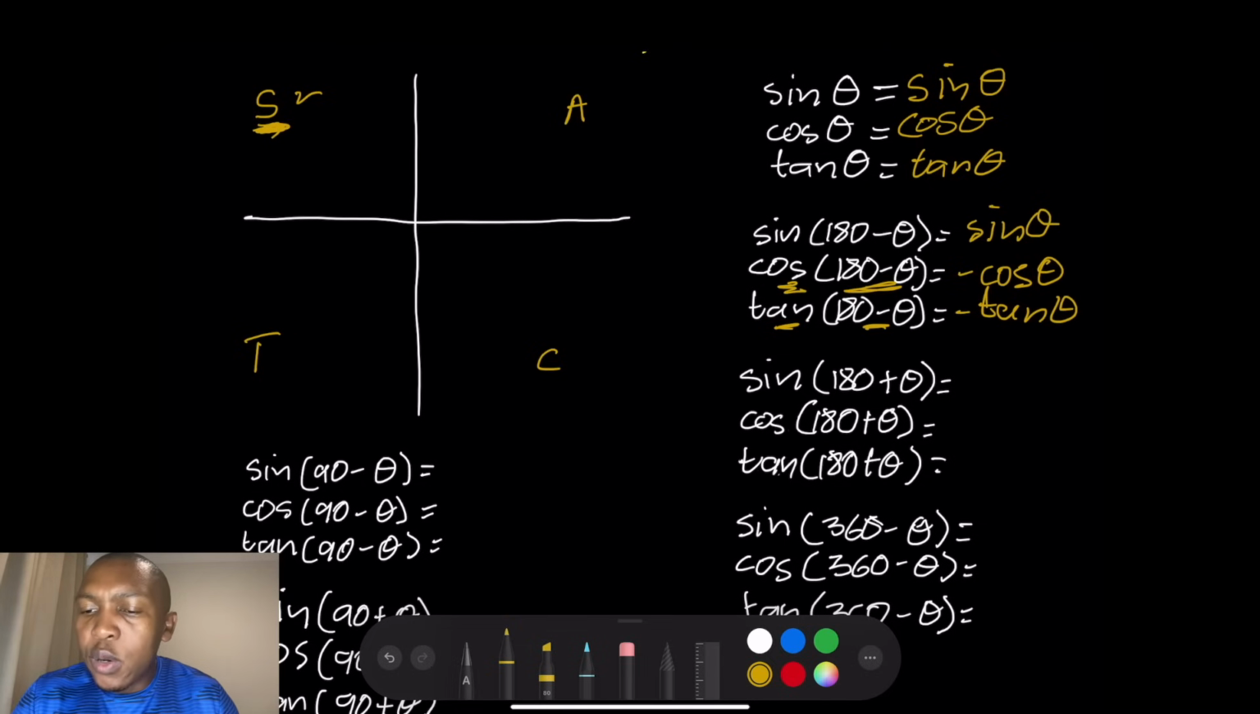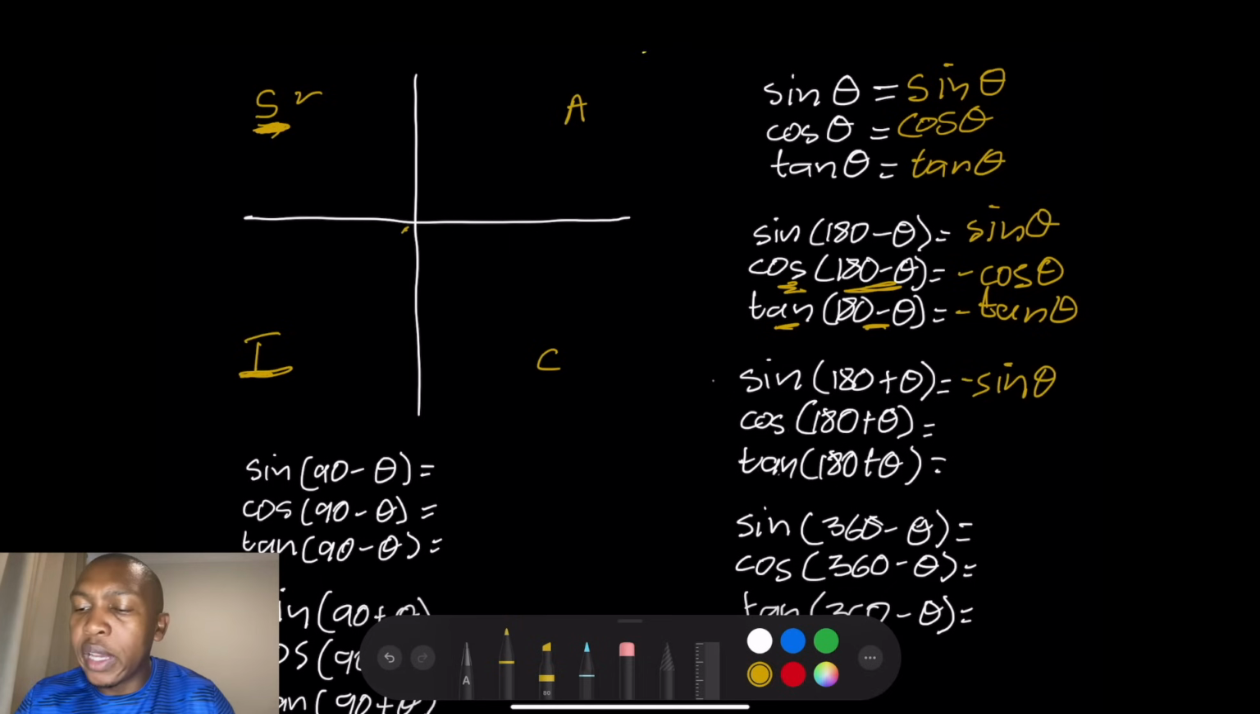So let's go to the third one. What happens if I've got sine of 180 plus theta? When I've got sine of 180 plus theta, that's in the third quadrant. In the third quadrant, I know that only tan is positive. So it means that would now become minus the sine of angle theta.